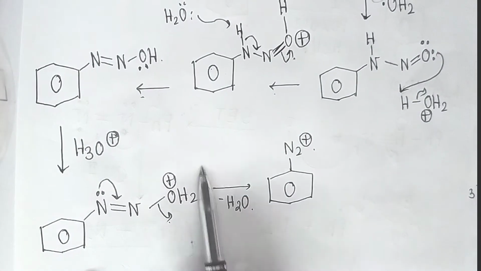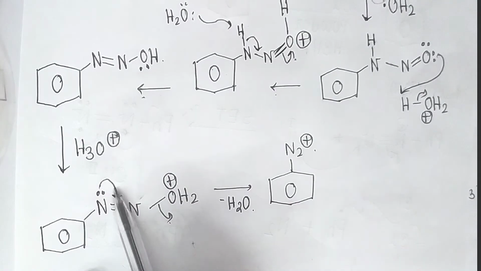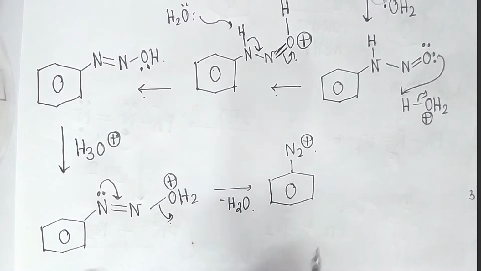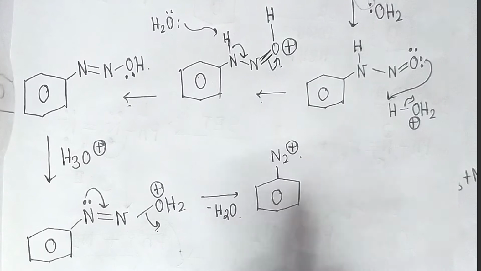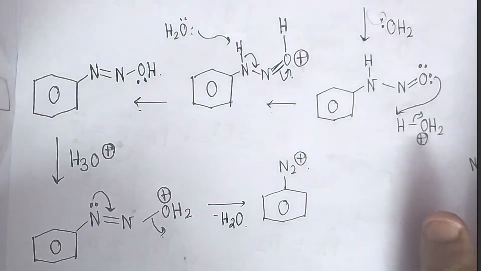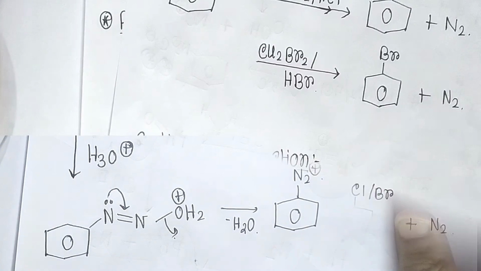Now OH2 plus is a very good leaving group. The lone pair of nitrogen pushes down, and this OH2 group gets out to give us this diazonium salt. I think you are very much clear about this mechanism, right?